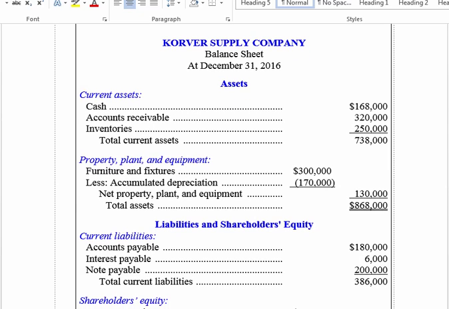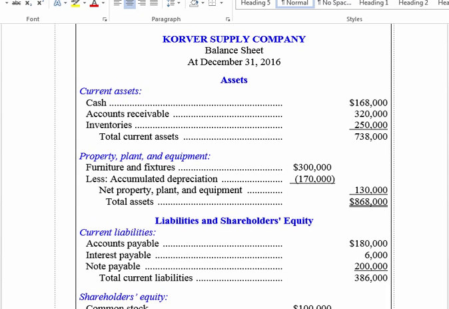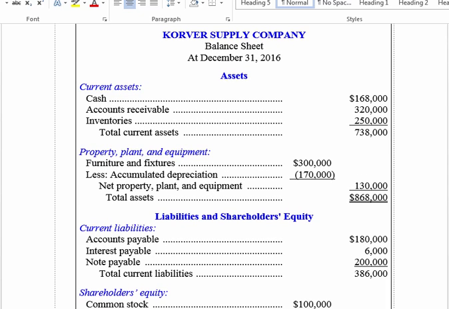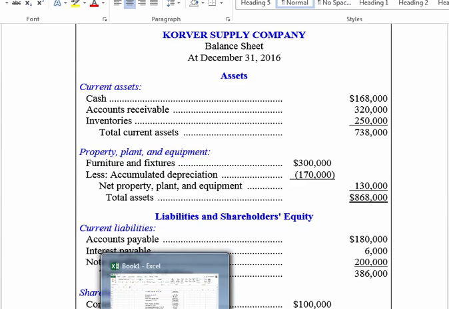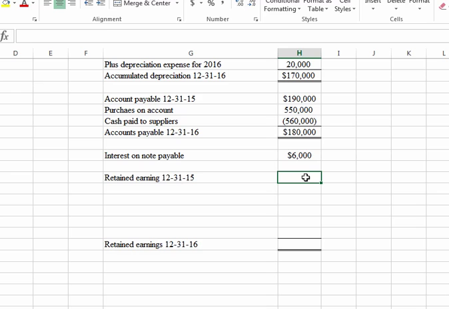Then we'll look at shareholders' equity. Well, common stock hasn't changed. They didn't issue any new shares that we've been made aware of. The balance last year was $100,000. The balance this year is going to be $100,000. The only thing we've got to calculate still is retained earnings. Okay, so we'll start with our retained earnings balance from the 2015 balance sheet. That's $274,000.